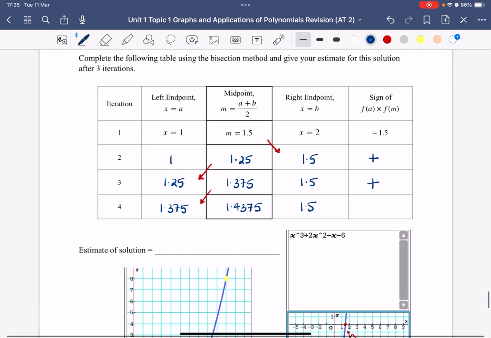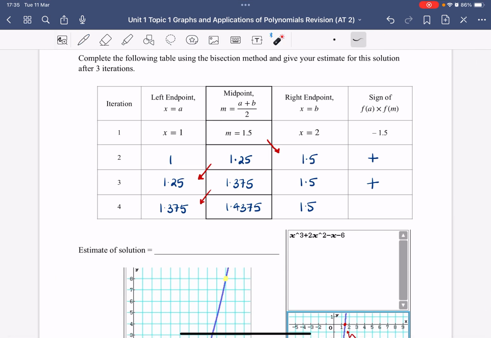Now, it doesn't matter what the f of a times f of m is in this case, because we're only asked to do it for 3 further iterations. There's 1, and here's 3 more. There's the 3 extra iterations. And the final solution, when we kept finding the midpoint, was this value here. That's the final solution: 1.4375.